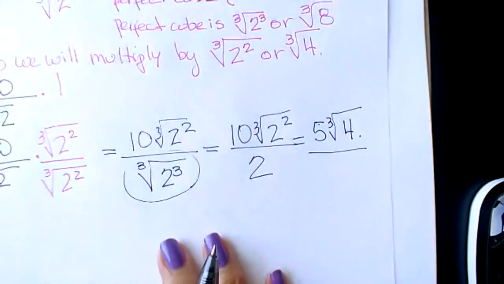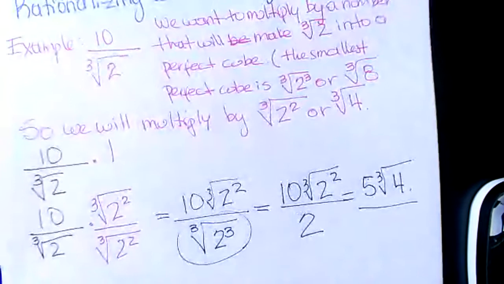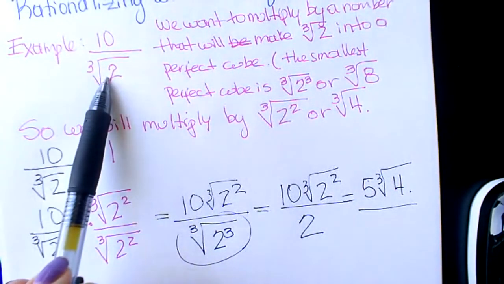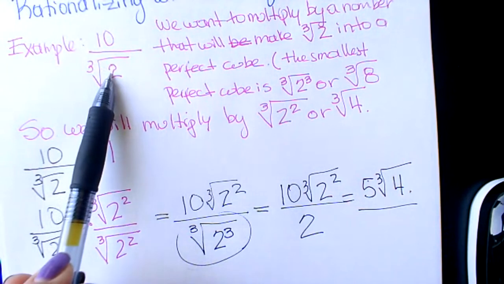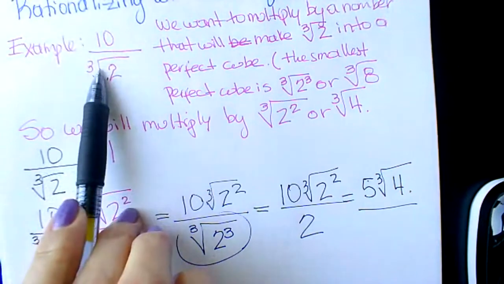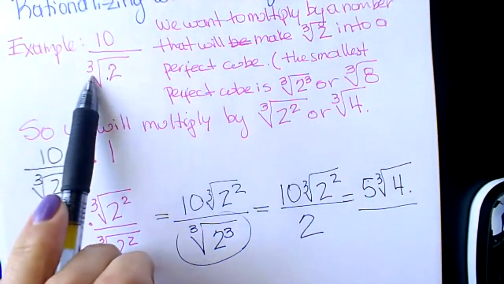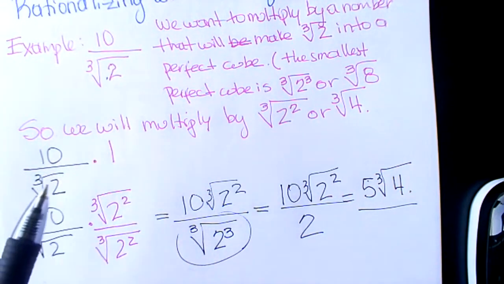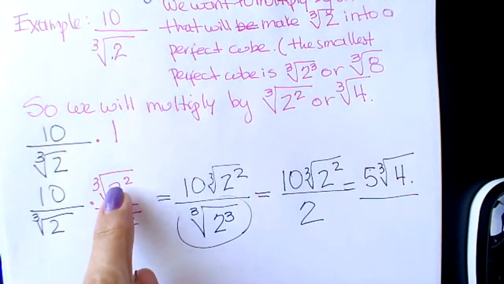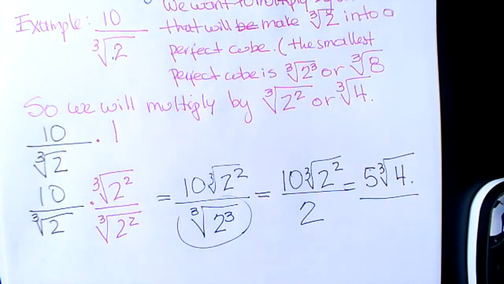So what I did here, let me go back, is because it's a monomial and I need to rationalize the denominator, I need to multiply. I cannot multiply by a conjugate. So then I need to make this into a perfect cube. Why cube? Because this is a cubic root. So what do I need to multiply to make it a perfect cube? That's what I needed. So I multiplied numerator and denominator.